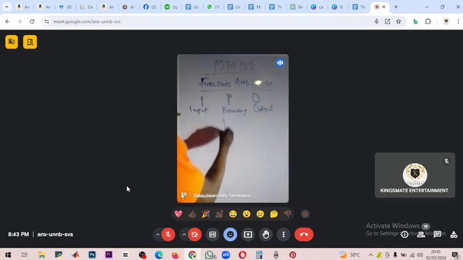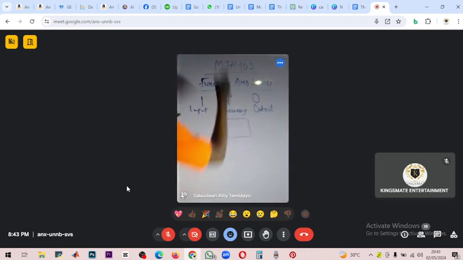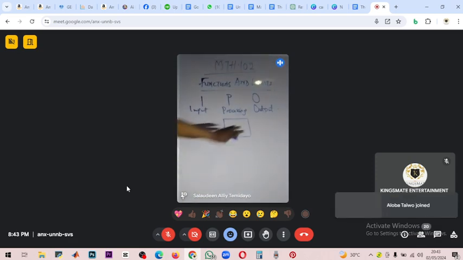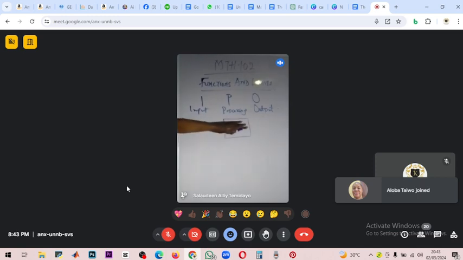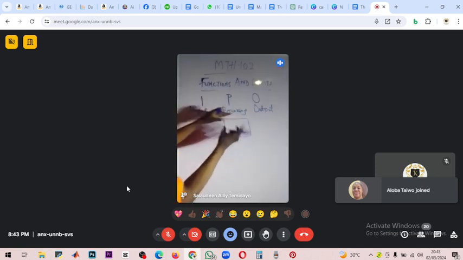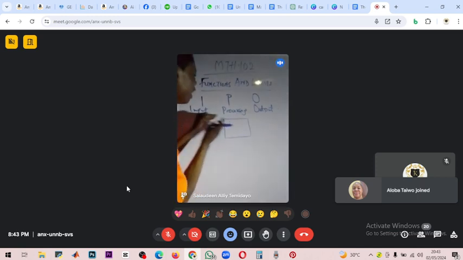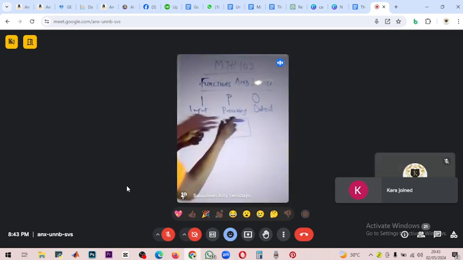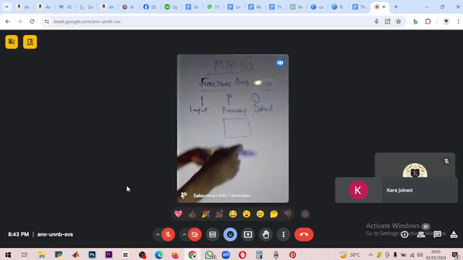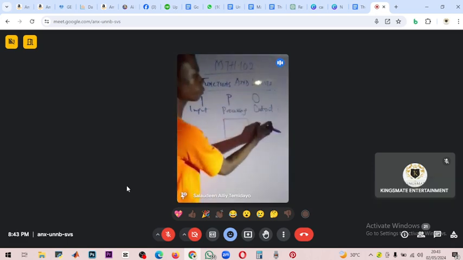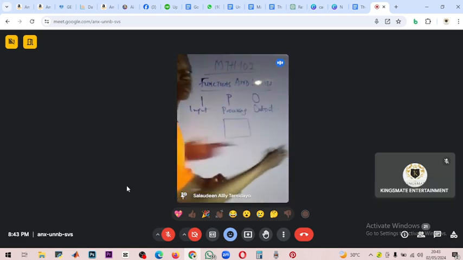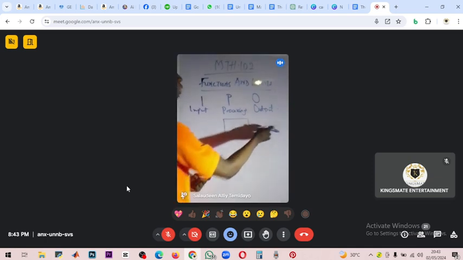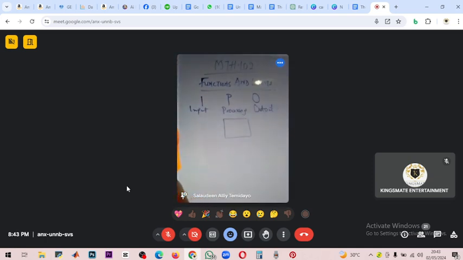Now look at my processor here. I'm going to input a value into the processor, and the processor is going to make the value undergo some function. After undergoing this function, it will show something on the monitor for us. That is the output. It's going to output a particular value.